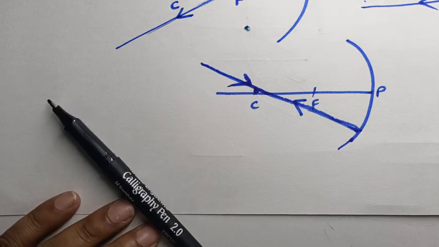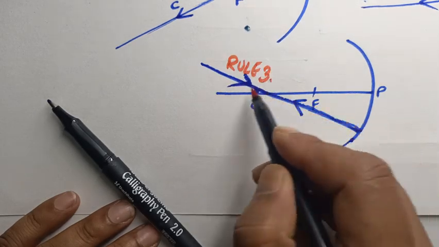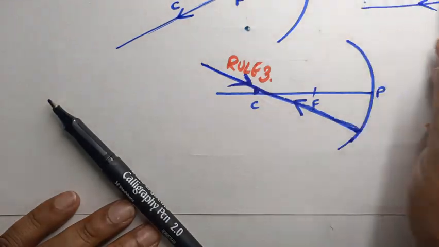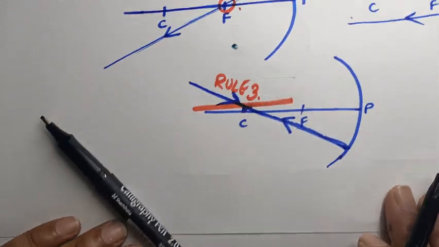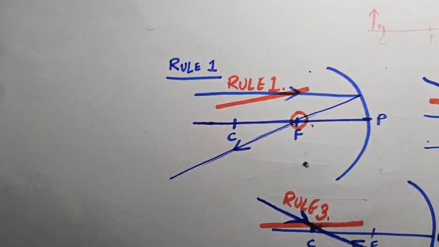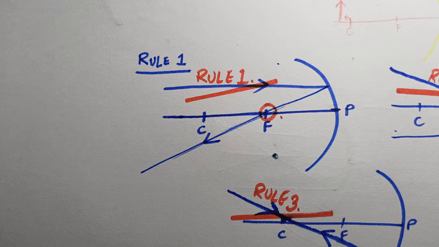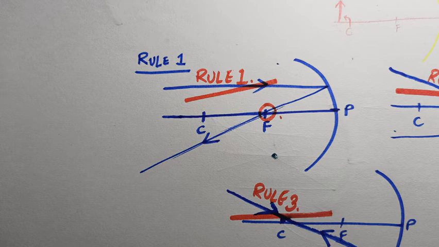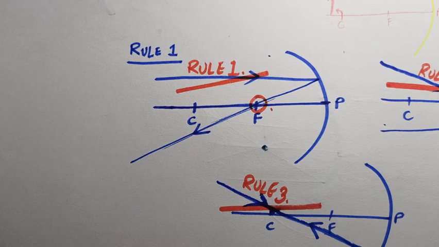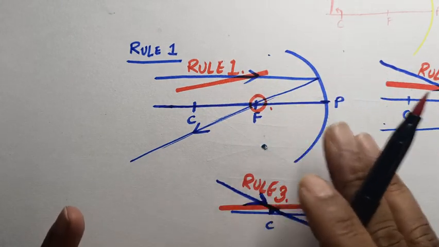So this is rule 3, okay? So you have rule 1, you have rule 2, and you have rule 3. So if you can see here, these are the 3 basic rules that you should know while drawing the image formation, whether it is a concave mirror or a convex mirror, no issues. The rule remains the same both for concave and convex.